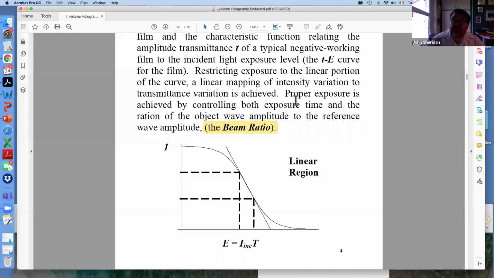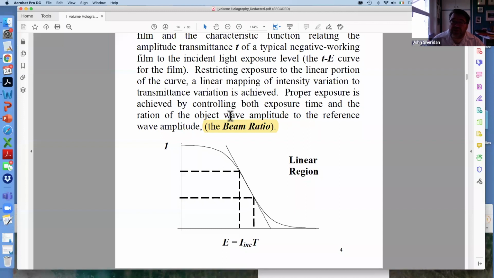So we assume that we restrict ourselves to this linear portion. And again, we're not too worried here about spatial frequency. There's also a spatial frequency response, but let's assume that we have an intensity, an amplitude of the intensity variation, and a frequency so that we get a nice linear response from the material. We restrict exposure to the linear portion of the curve. We have a linear mapping of intensity variation, and a transmittance function is achieved. And this transmittance function describes the light that gets through the photographic plate.